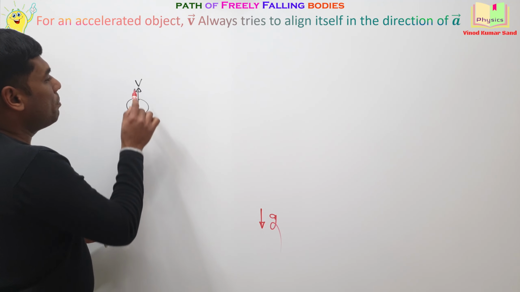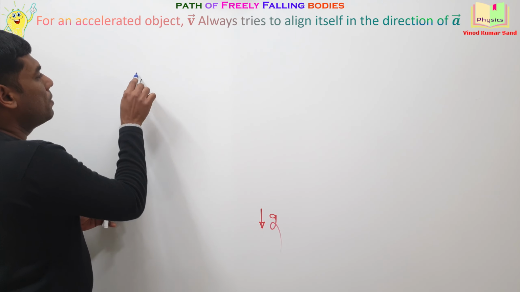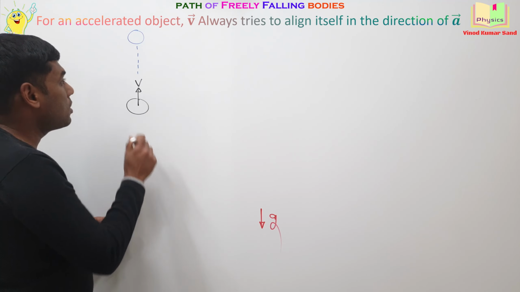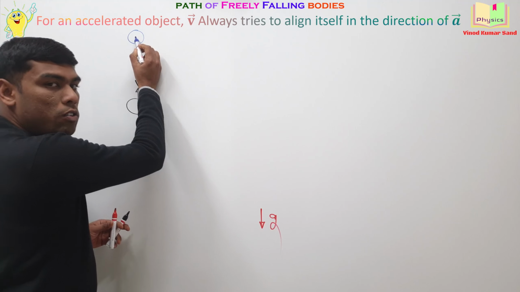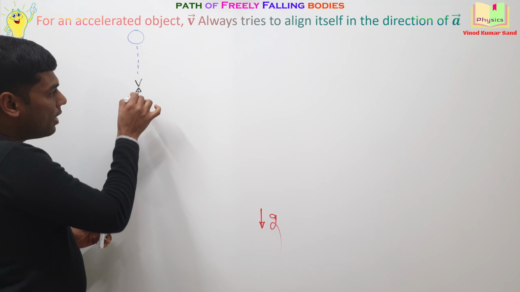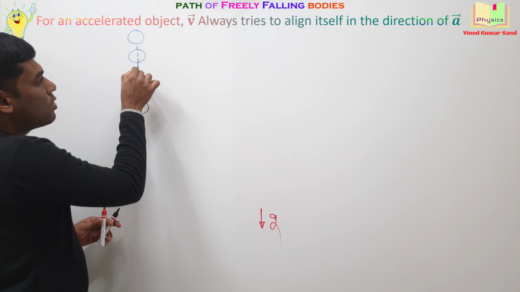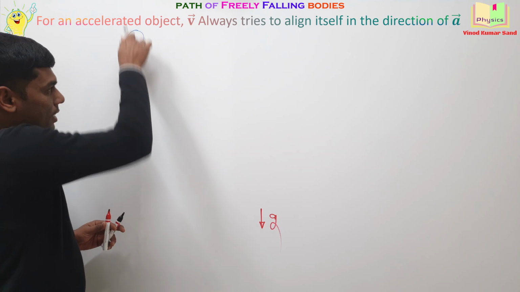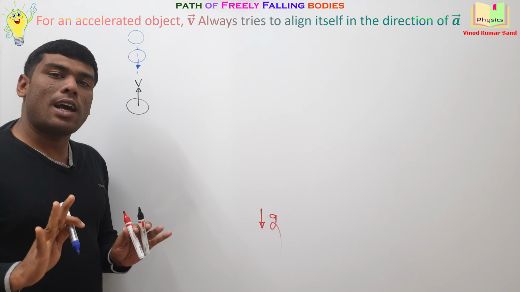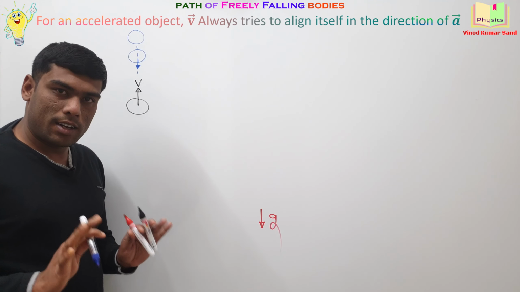So how will the things happen? This ball will go up, will slow down because velocity and acceleration are opposite to each other, and will attain a position of momentary rest. And from that, this ball will fall back again. And when it is falling back like this, you can check the v vector has aligned itself along the direction of a vector. Getting it?